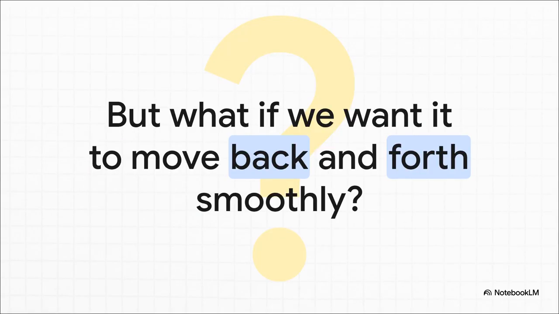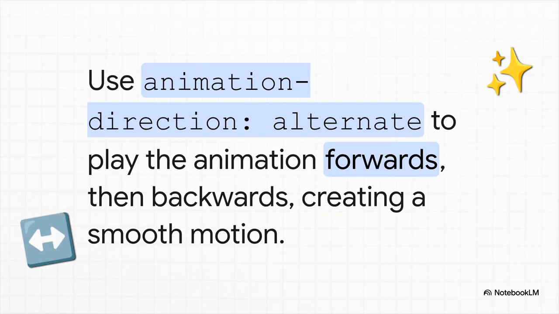But you know, that jump back to the start can be a little jarring, right? It just snaps back into position. There's a much smoother way to create a continuous back and forth effect. And the solution is animation-direction. By setting its value to alternate, we're telling the browser to play the animation forwards on the first run, then play it backwards on the second, then forwards again, and so on. This creates this beautiful, seamless, oscillating motion.